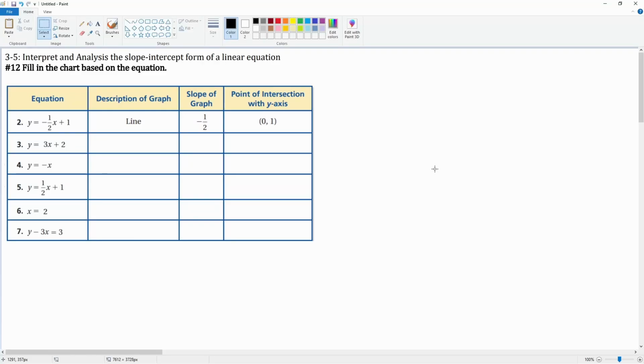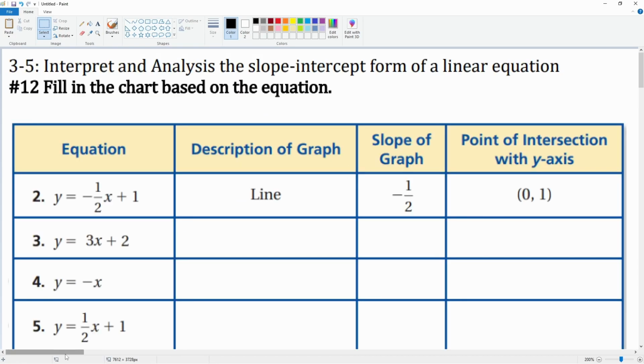All right, 3-5, we're going to interpret and analyze the slope-intercept form of a linear equation. So you're going to fill in that chart. All right, so just to remind you what slope-intercept form is, it is y equals mx, where m is the slope, and then we're going to add a b, which is the y-intercept.